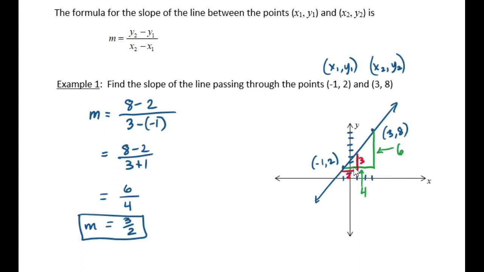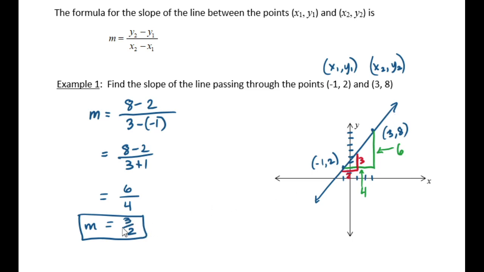Here, if we move 2 units to the right, we'll move 3 units up to get to another point on the line. And that will work for any ratio that's equivalent to 3/2. Another example would be 9/6 if we multiply top and bottom by 3. So in that case, if we move 6 units to the right, we'll move 9 units up.